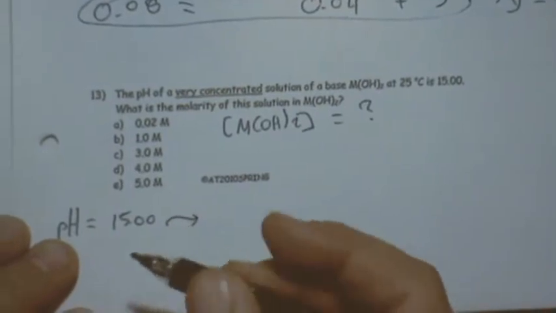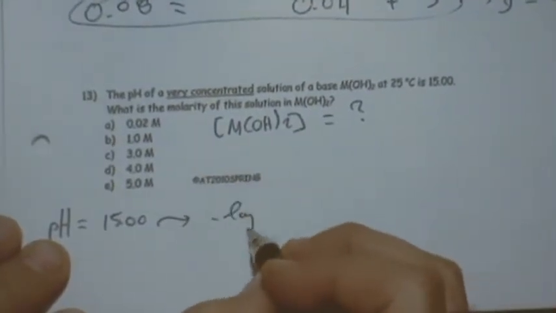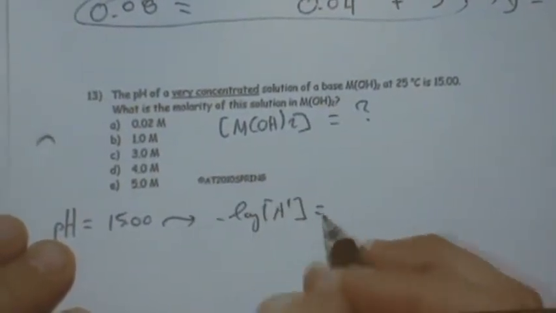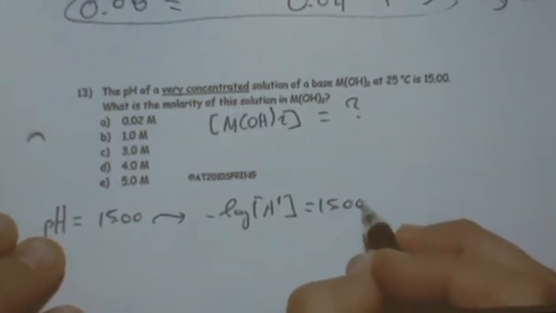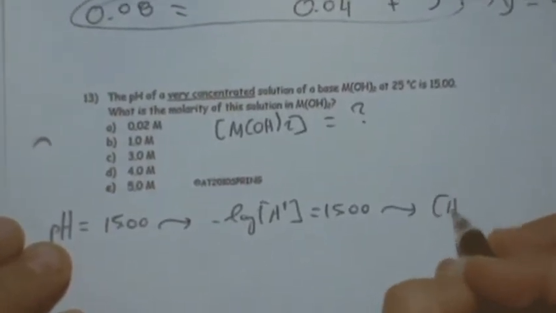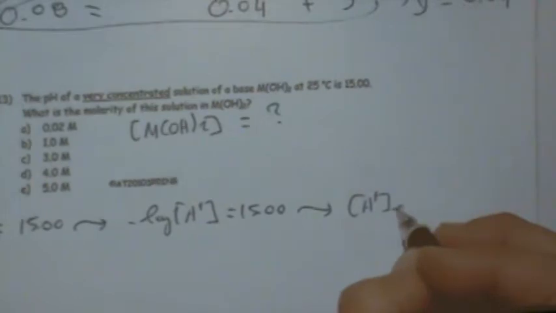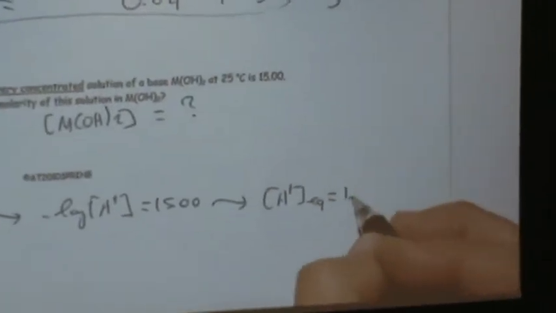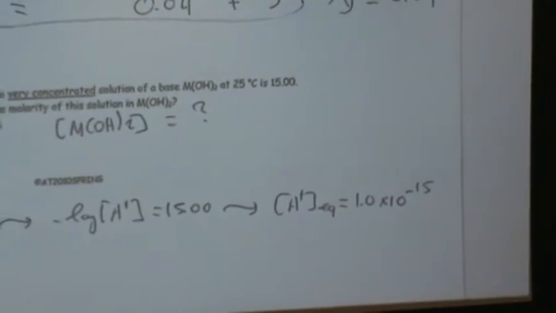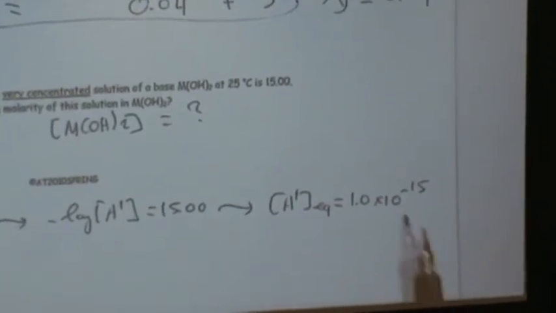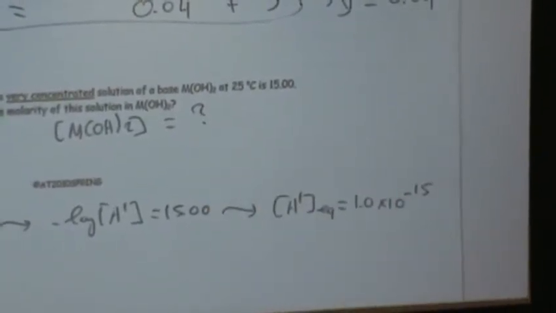And if you use your calculator, you should find the concentration of hydronium ions. Let's put it this way to get it faster. This one here. Reasonable, very small because it's a base. Okay.